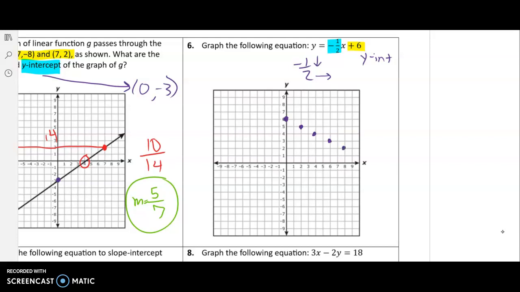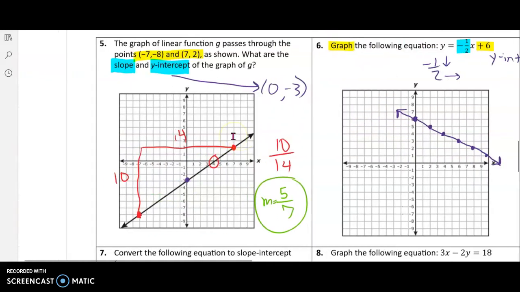I can do it over and over, and I can even keep going off the grid if I want to see where the x-intercept might be. It looks like it might be at about 12. And there's our graph. All this asked you to do was to graph it. You did not have to identify the slope, the x-intercept, the y-intercept. You did need those to help you, but ultimately the goal was to graph this.